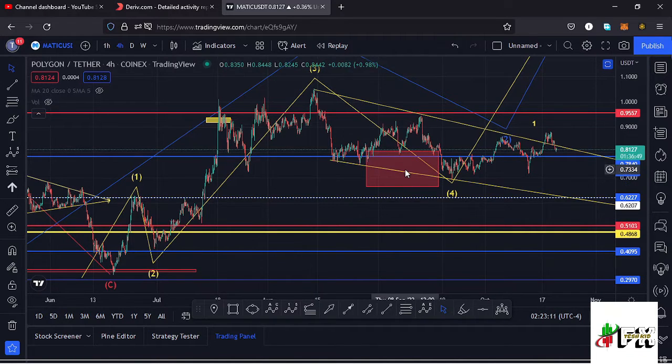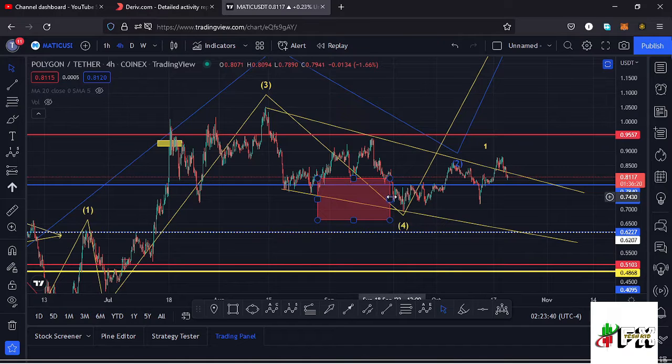and you can see Polygon Matic respected that movement to the lower side and retraced into that target area, making our low for that fourth wave at around the $0.69 mark.